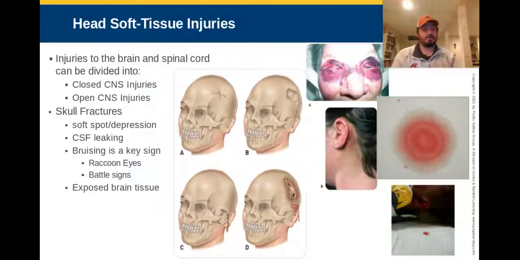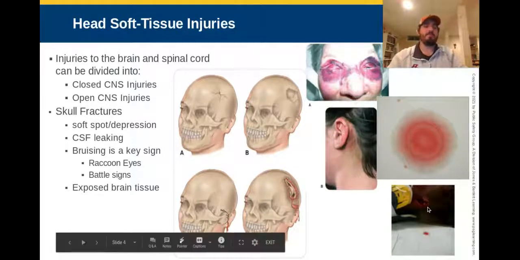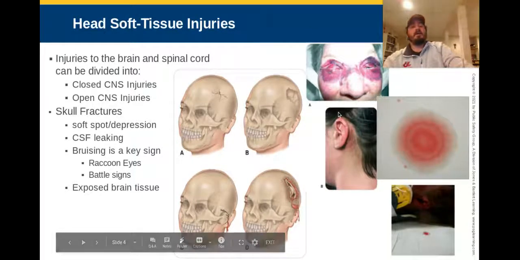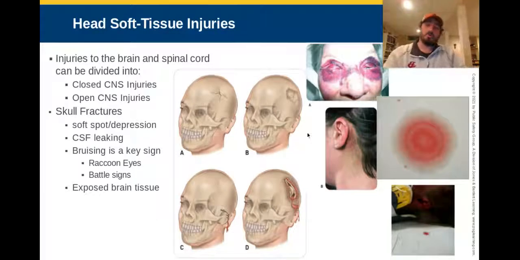Dora the Explorer, Blue's Clues style, right? Yeah, we might see it coming out of the nose or out of the ears especially. If we fracture that skull or vertebrae to the spinal cord hard enough, that CSF could leak out.